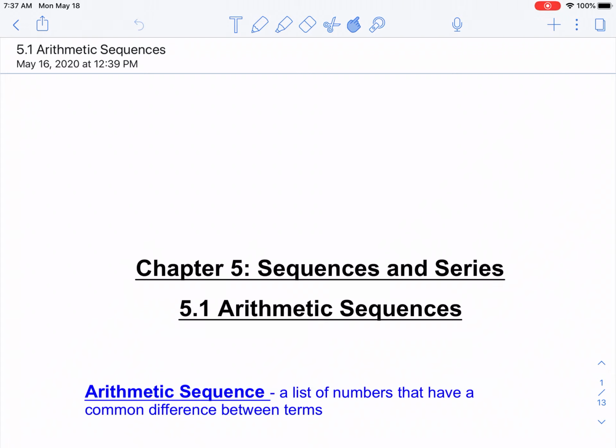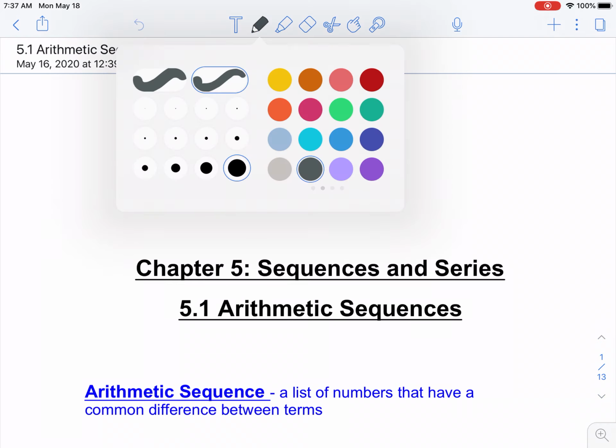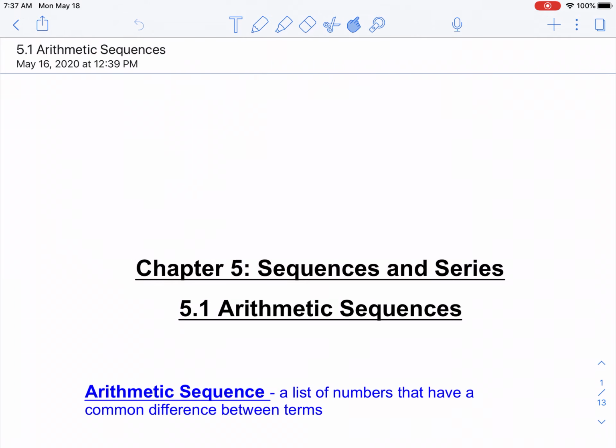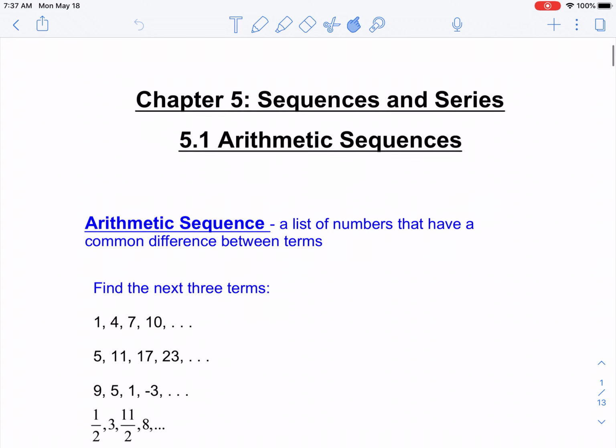Alright, last unit here, everyone. Lesson 5.1, arithmetic sequences. And that word is not pronounced arithmetic, it's pronounced arithmetic, because it's an adjective in this sense. You've probably seen these before.